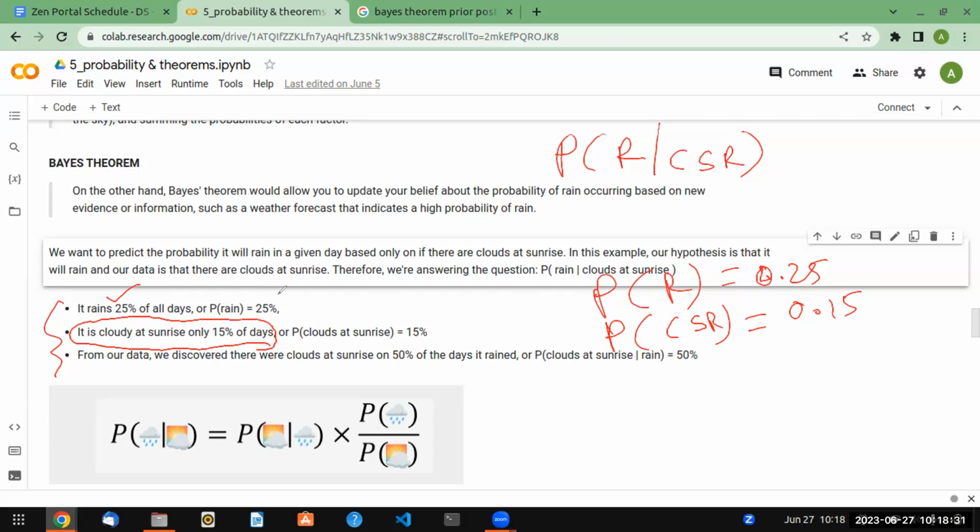That means if you consider the last 100 days of data from the department that deals with weather, you got the data from them. They analyzed the past 100 days and told you that out of 100 days, 15 days they have seen clouds at sunrise. Whether it rained or not, that information they didn't give. Now, is it making sense?